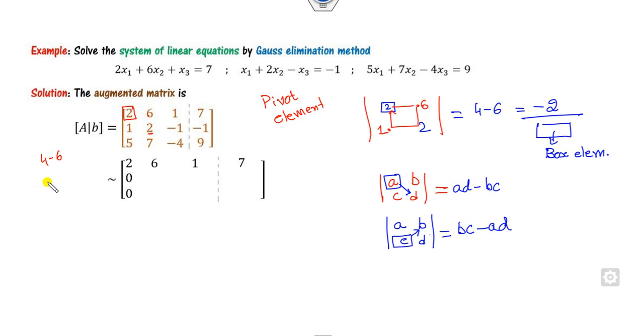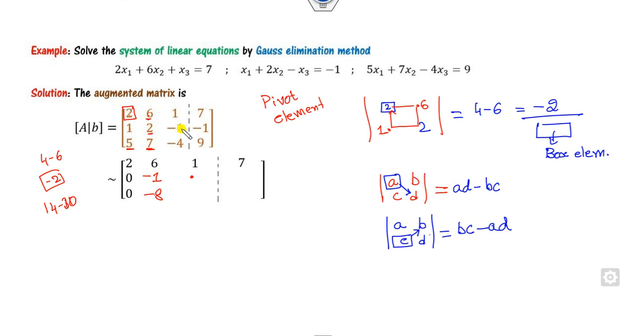4 minus 6, that's a minus 2, divided by the box element, it's a minus 1. Look at this value, the previous value is 7, one is a box element 2, the other is my 5 and 6, so that box will be here. So 14 minus 30 is a 16, divided by 2 is a minus 8.